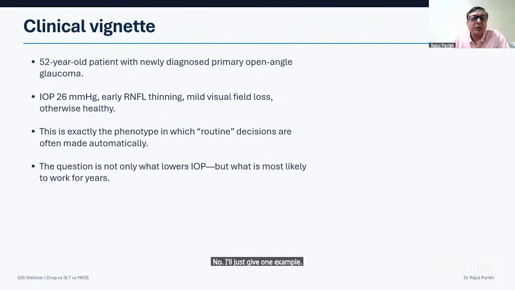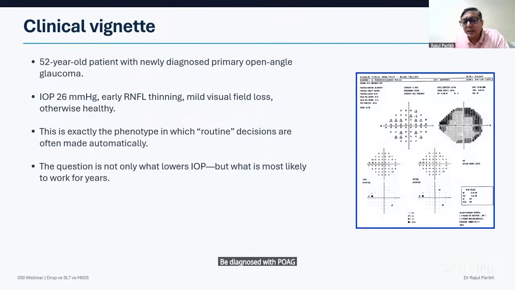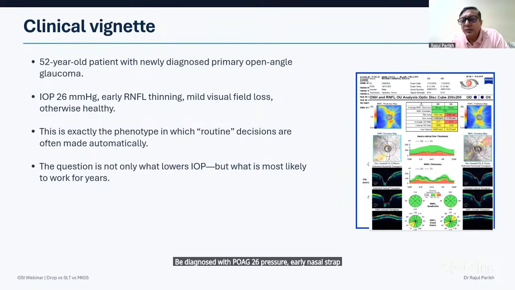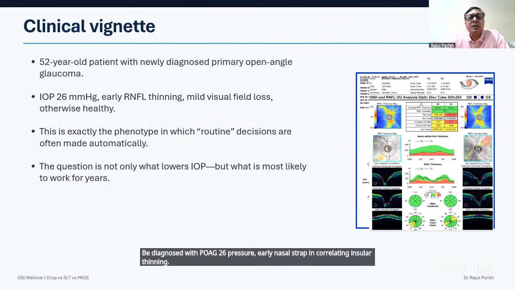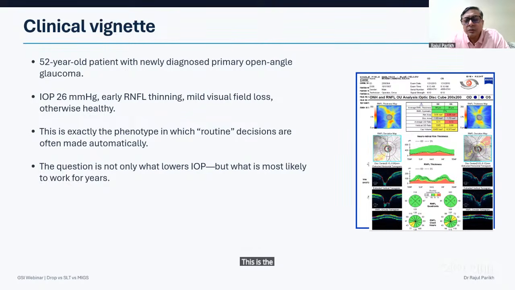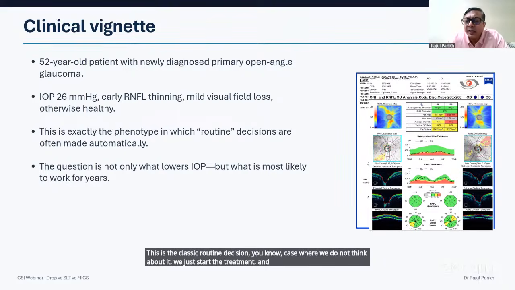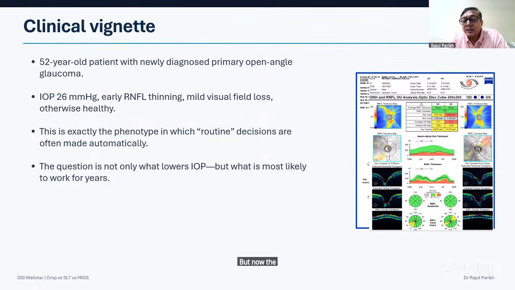50 diagnosed with POAG, 26 pressure, early nasal step, and correlating inferior RNFL thinning. This is the classic routine decision case where we do not think about it, we just start the treatment. And if you had asked me a decade back, I would, without hesitating, have said that I would start with medical management, preferably prostaglandin.